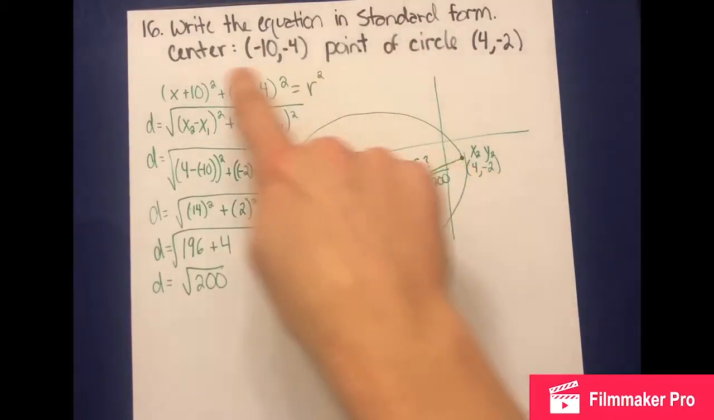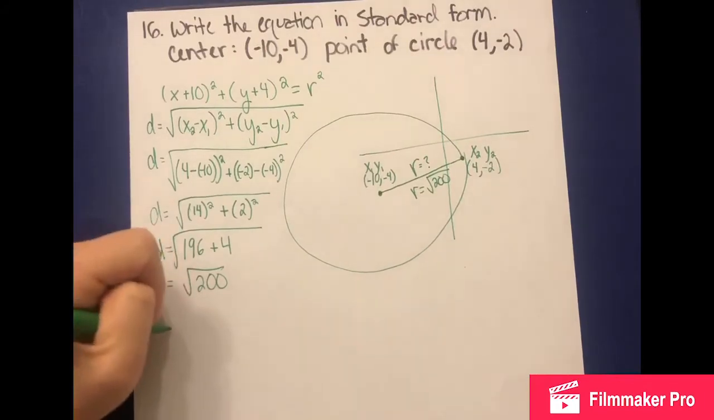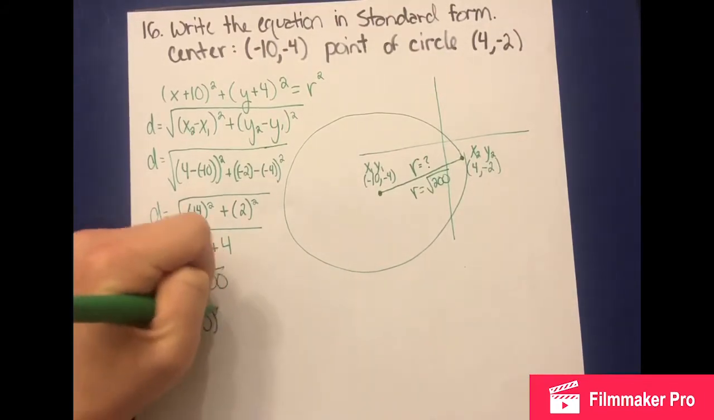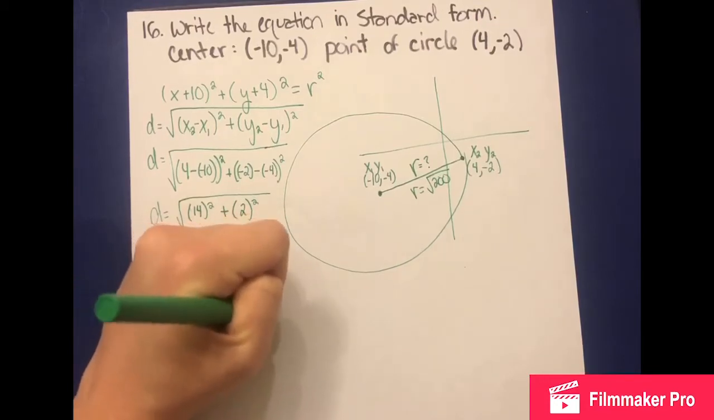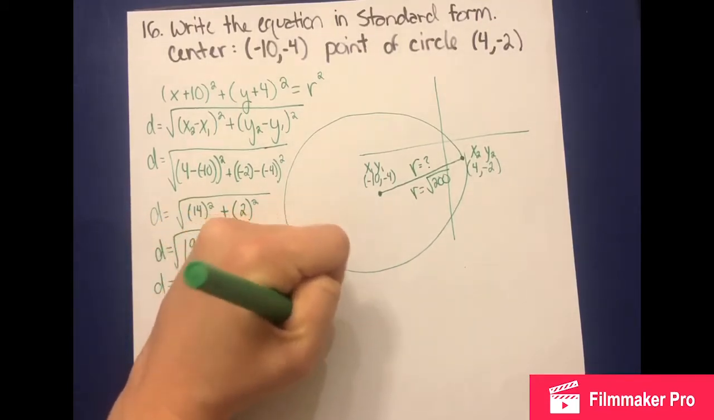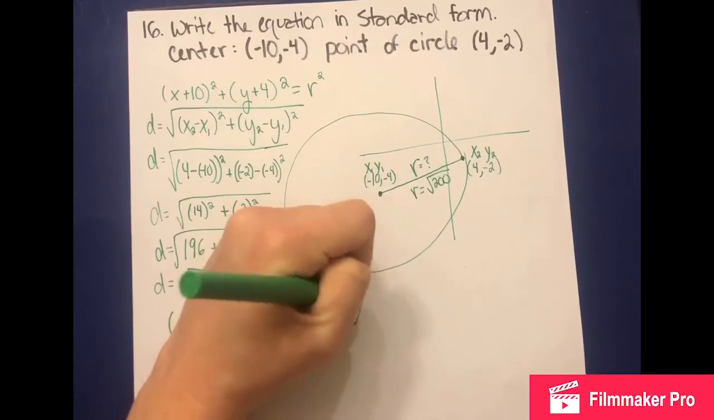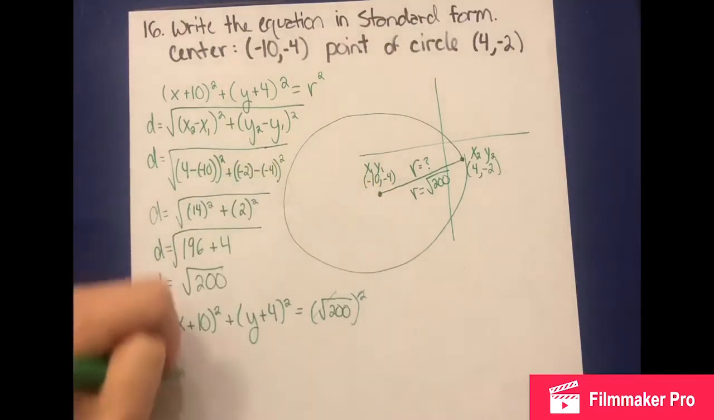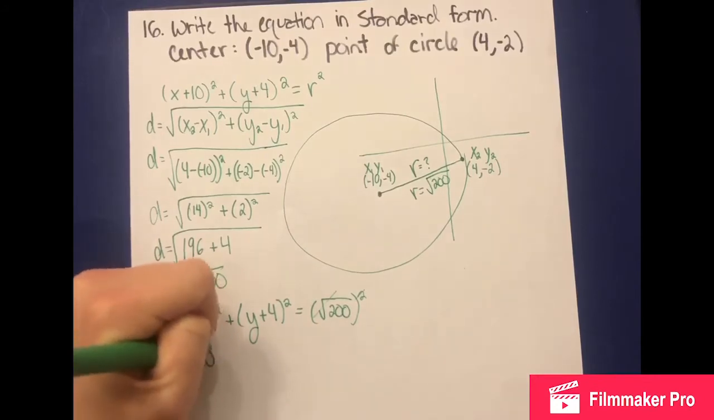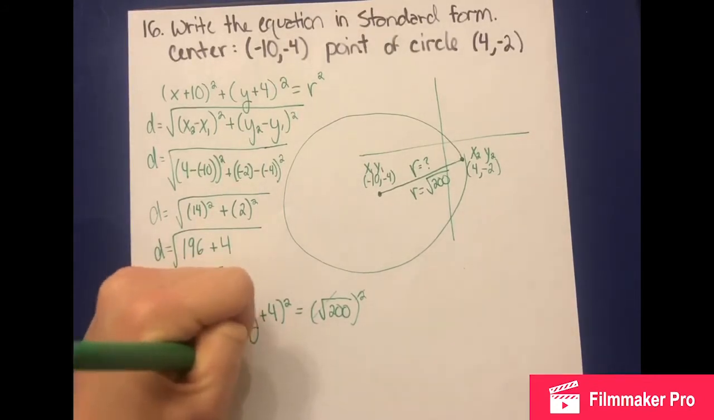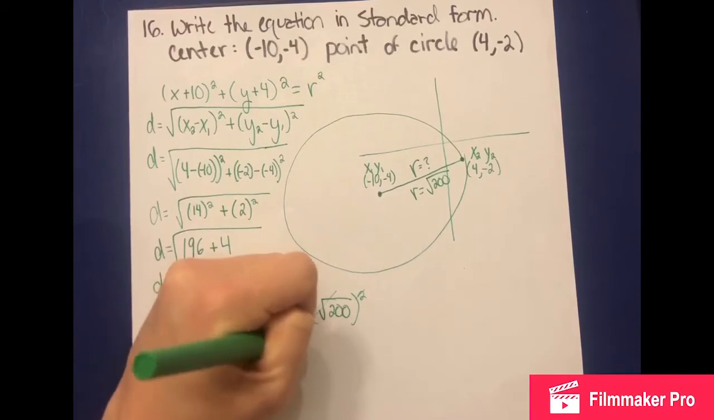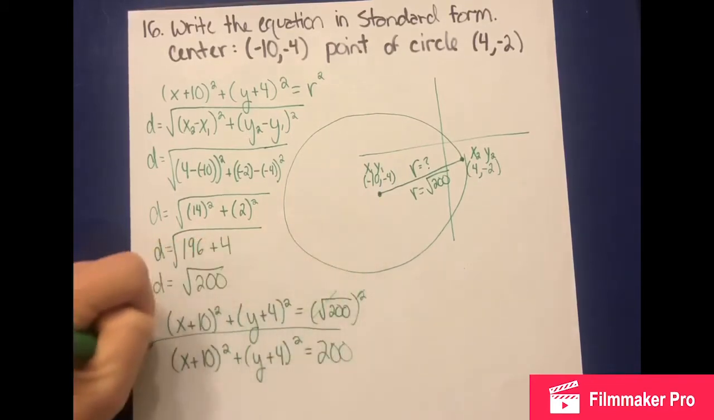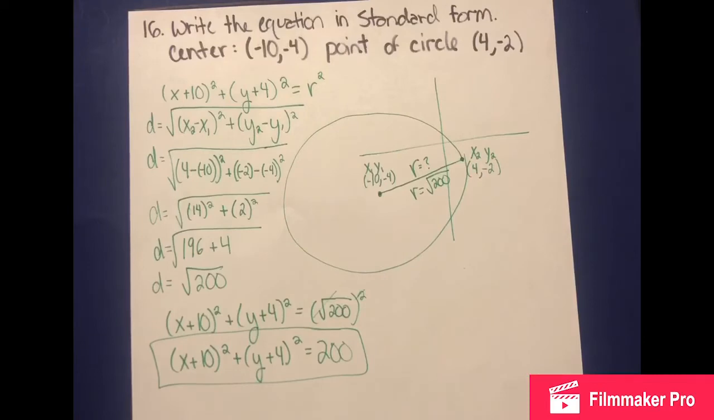I want to go back to the formula that I've created already and plug that in. So I have x + 10 squared plus y + 4 squared equals the radius squared. That's the square root of 200 squared. We know square roots and squares cancel out, so I'm just going to cross that out. And I get my final answer of x + 10 squared plus y + 4 squared equals 200. And that's my equation.